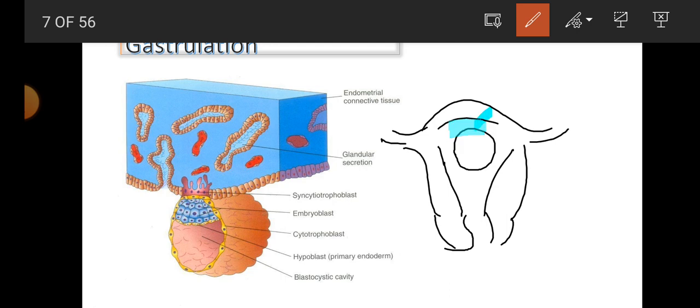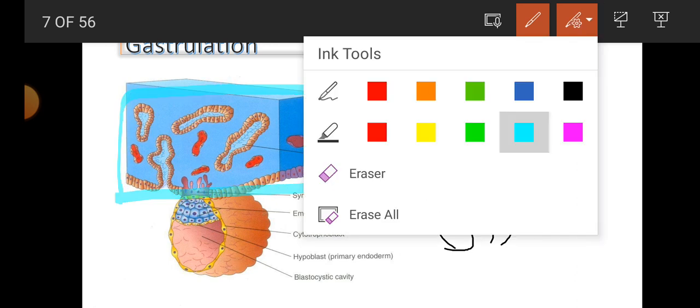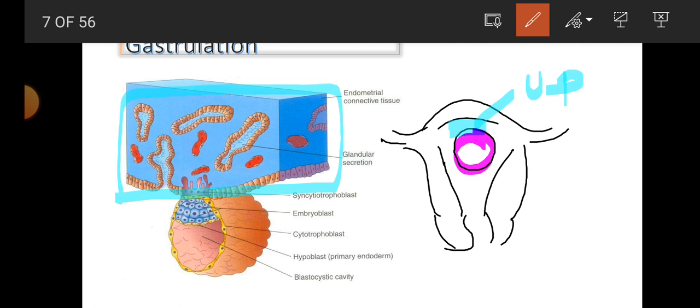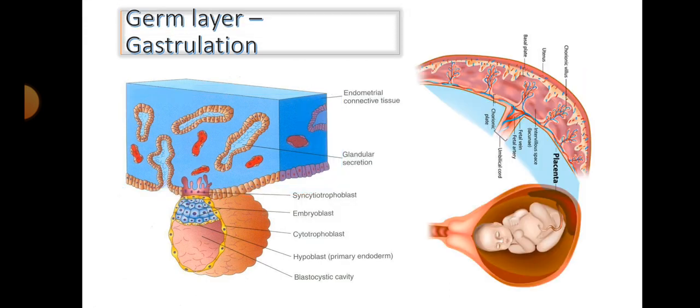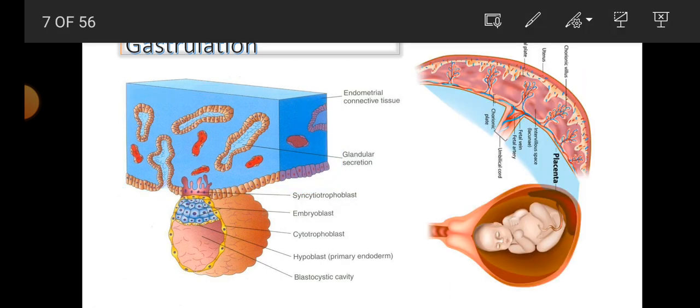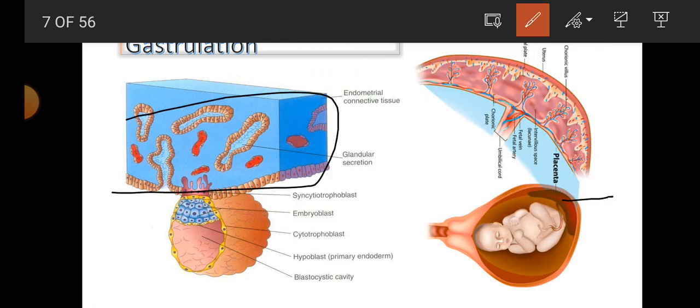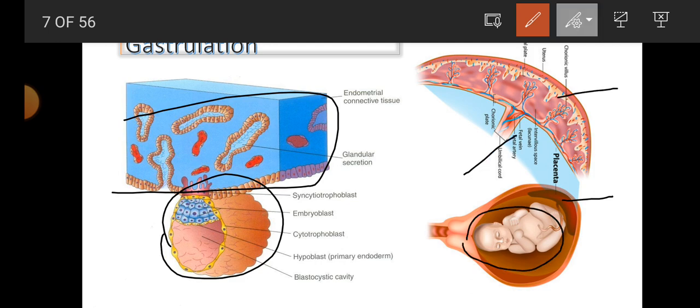Now this part, which contributes from the uterus, forms the placenta. And this part which is contributing here is the developing embryo. Same thing again in the picture: this is the placenta, and this is the developing embryo, connected to the placenta by the cord.